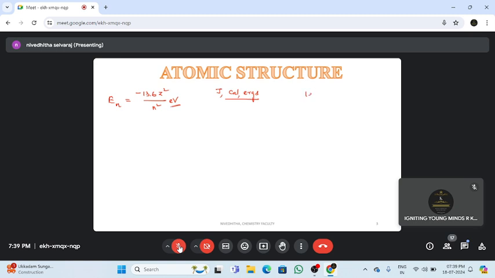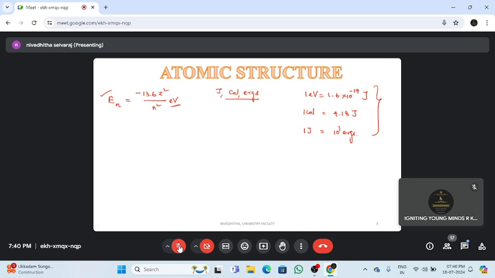So what is 1 electron volt? It is 1.6 into 10 power minus 19 joule. And what is 1 calorie? It is 4.18 joule. And what is 1 joule? It is 10 power 7 ergs. You have to know all those conversions. So from this formula, we can calculate the energy of the electron.